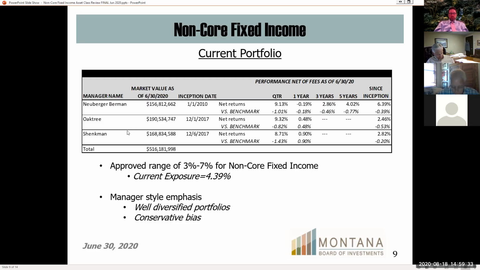That Shankman tends to be more conservative, Oaktree is kind of in the middle, and Neuberger is more of, even though they have a conservative bias, more of what they will call a full cycle manager. They will make bigger moves in certain cases, which tend to be pretty rare, where they will take more risk and either dial up the risk or dial down the portfolio. Oaktree and Shankman tend to be more consistent in terms of their exposures, either by credit rating or by sectors.